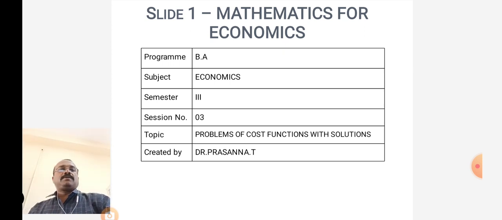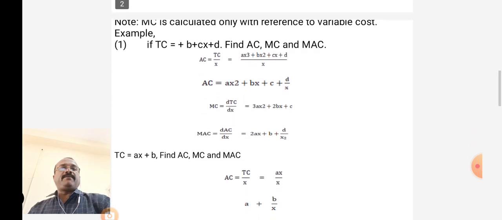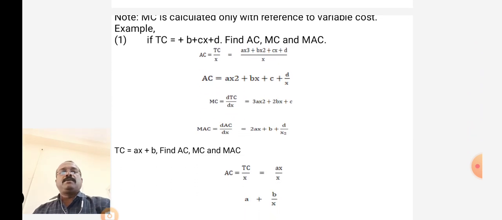In my next slide, I have taken one problem: MC, that is marginal cost, is calculated only with reference to variable cost. How? These types of questions will appear.